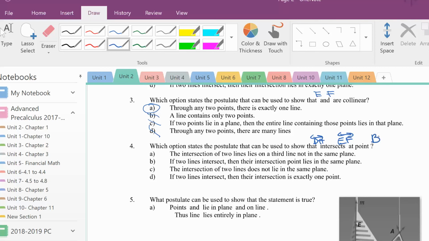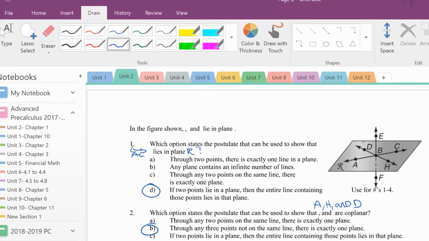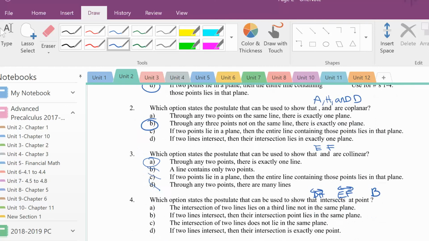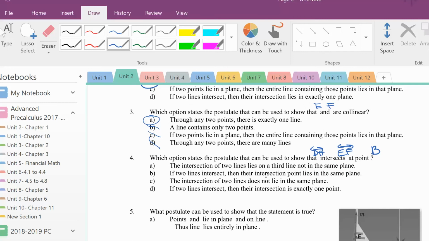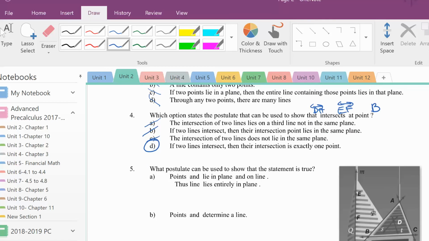All right, so which postulate states that basically DH and EF intersect at B? Basically, 2 lines intersect at a point. So the intersection of 2 lines lies on a 3rd line? No. If 2 lines intersect, then their intersection point lies in the same plane? No, that's not necessarily true. The intersection of 2 lines does not lie in the same plane. If 2 lines intersect, then their intersection is exactly 1 point. That is what we're after. That's D.